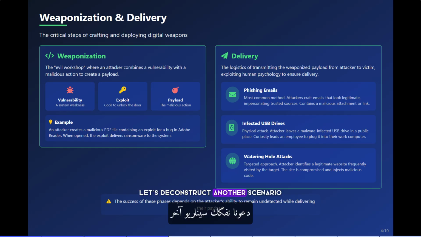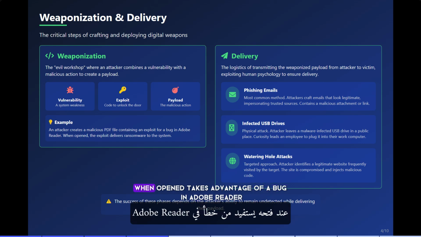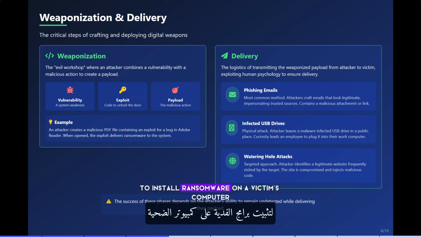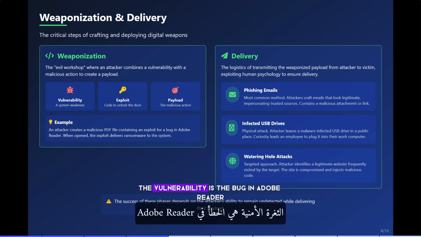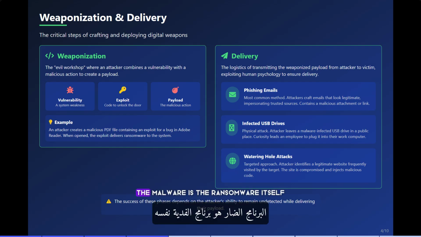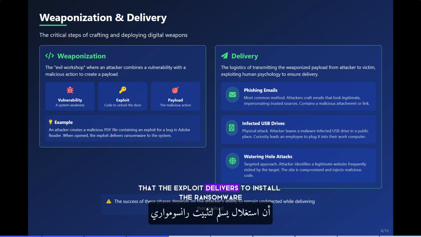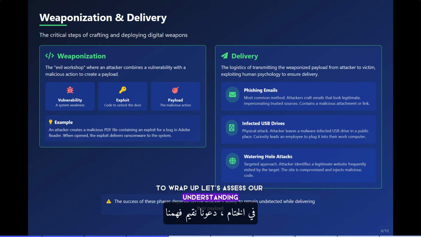Let's deconstruct another scenario. An attacker creates a malicious PDF file that, when opened, takes advantage of a bug in Adobe Reader to install ransomware on a victim's computer. What are the key components here? The vulnerability is the bug in Adobe Reader. The exploit is the code that takes advantage of that bug. The malware is the ransomware itself, and the payload is the entire package, the code that the exploit delivers to install the ransomware.